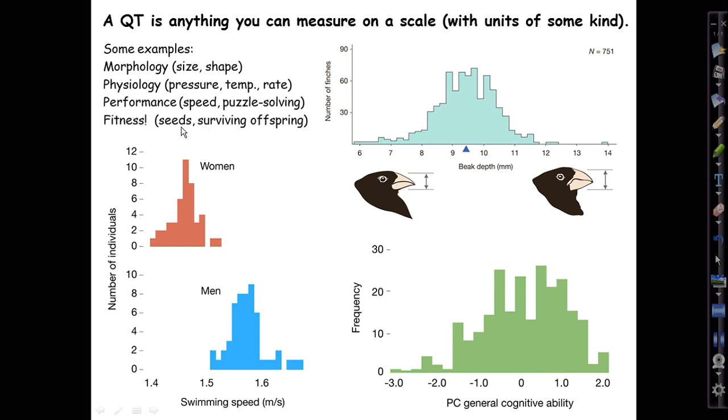And of course, fitness. At the end of the day, fitness itself, number of seeds produced, surviving offspring, however you want to try to measure, quantify fitness, if it's on a scale of some kind like that, then it can be a quantitative trait, and it is inherently important because it's what natural selection is attempting, as it were, to maximize.